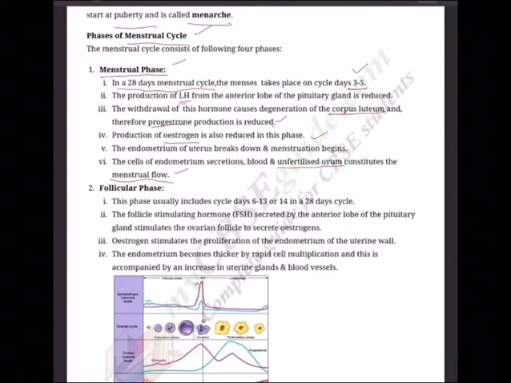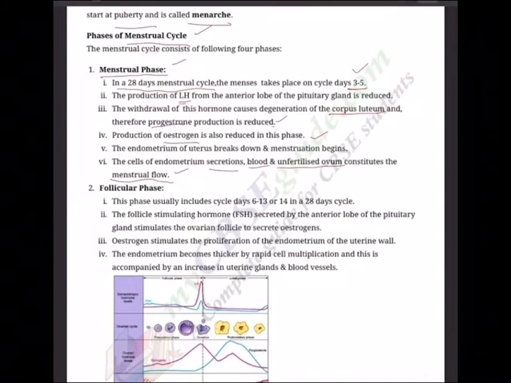So the unfertilized ovum comes out through the fallopian tube, uterus, vagina, and along with that unfertilized ovum, there will be endometrium secretions, breakage of the cell walls, broken tissues, and blood. So all these constitute the menstrual flow. So this is the first phase.